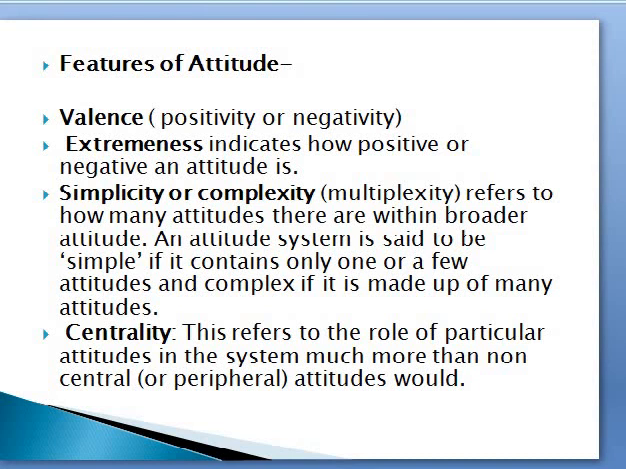The next feature is simplicity or complexity, meaning multiplexity. This feature refers to how many attitudes there are within a broader attitude. Think of an attitude as a family containing several member attitudes. In the case of various topics such as health and world peace, people hold many attitudes instead of a single attitude. An attitude system is said to be simple if it contains only one or few attitudes, and complex if it is made up of many attitudes.